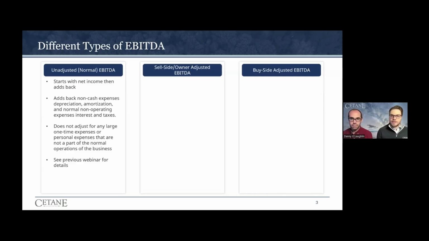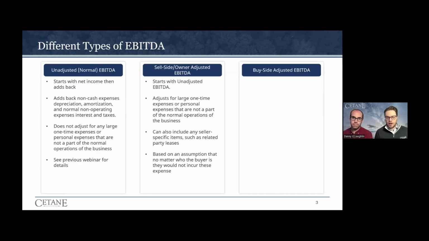So let's dive into sell side or owner adjusted EBITDA from a high level. We'll cover what it is, some of the common adjustments, and then we'll go into an example later on. Unadjusted EBITDA is the starting point, the building block, and everything builds upon that. When you're looking for different adjustments on the sell side or owner adjusted EBITDA, we typically look for large one-time expenses or personal expenses that are not a part of the normal operations of the business.